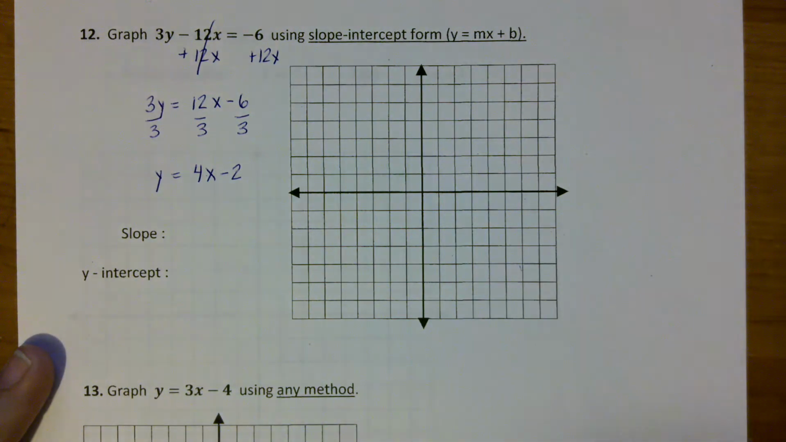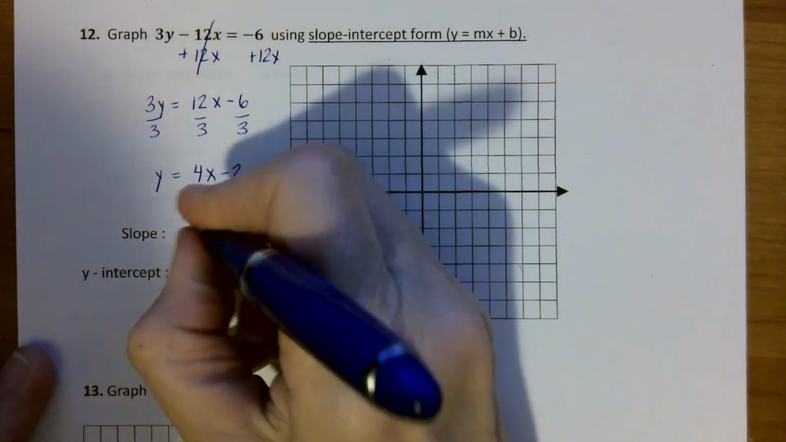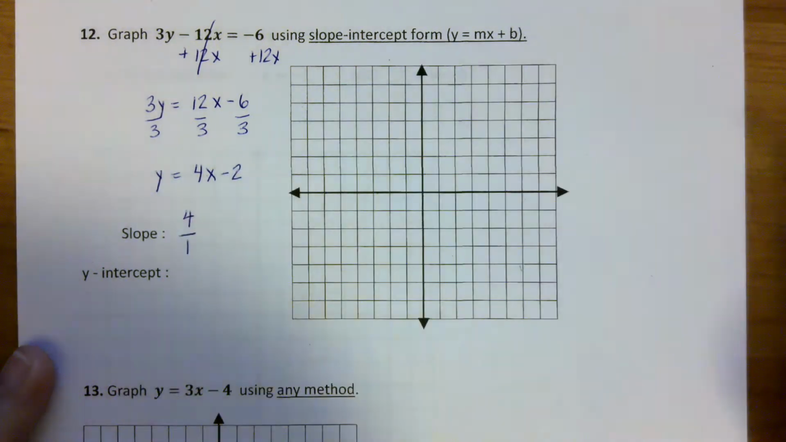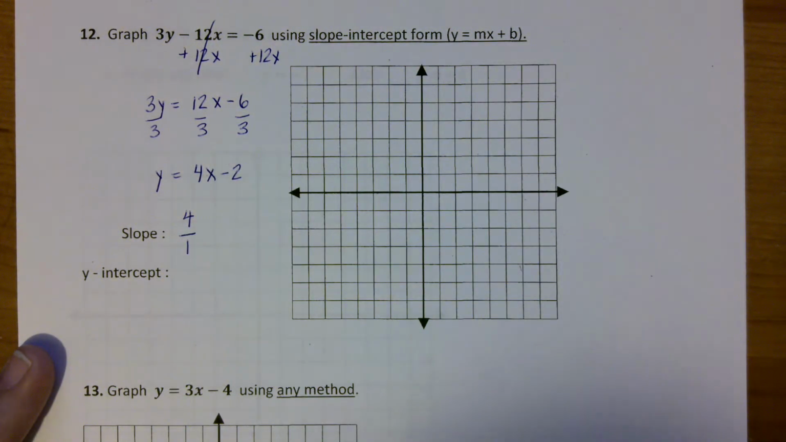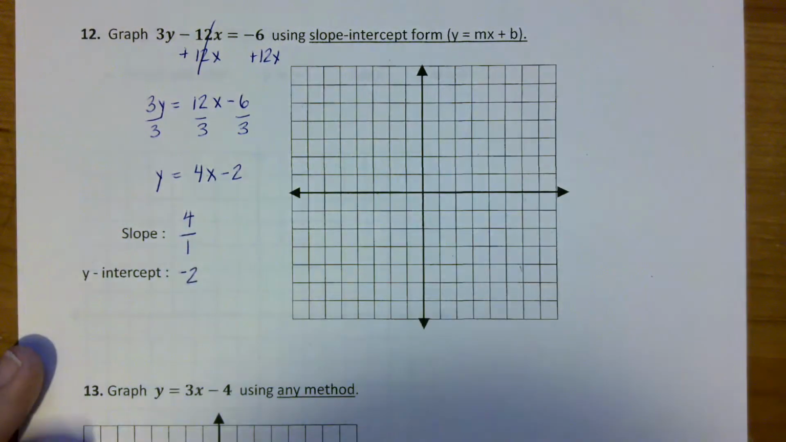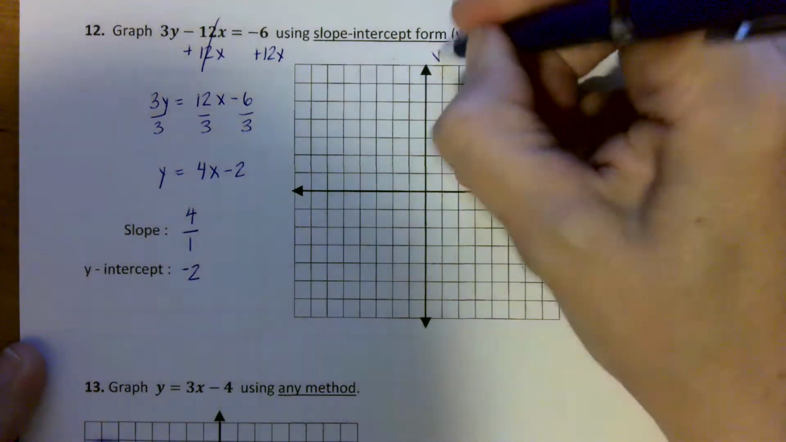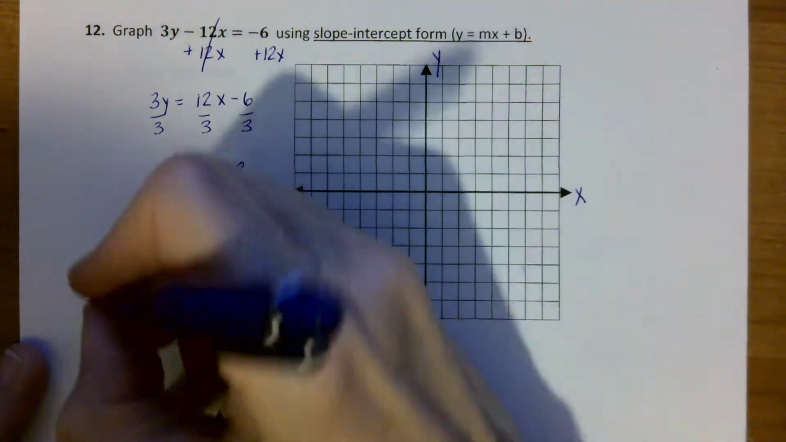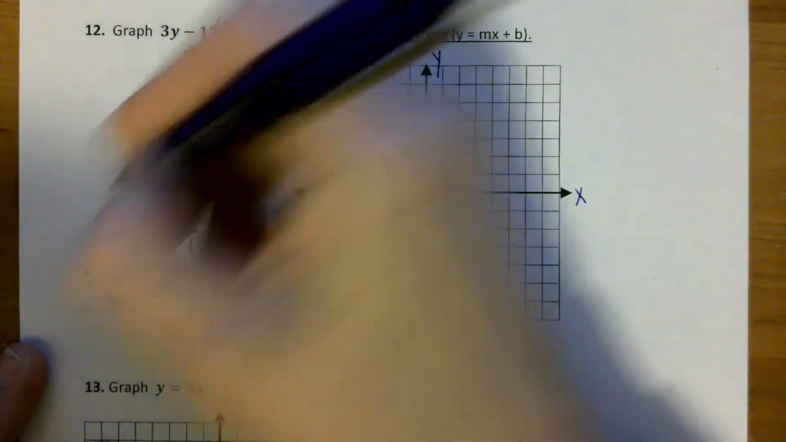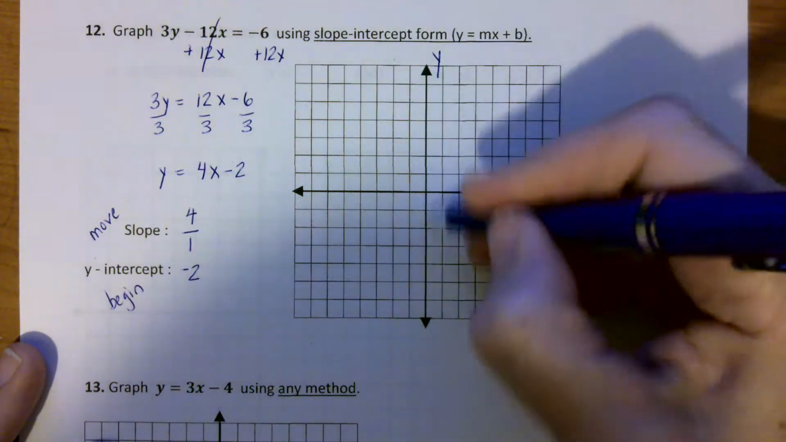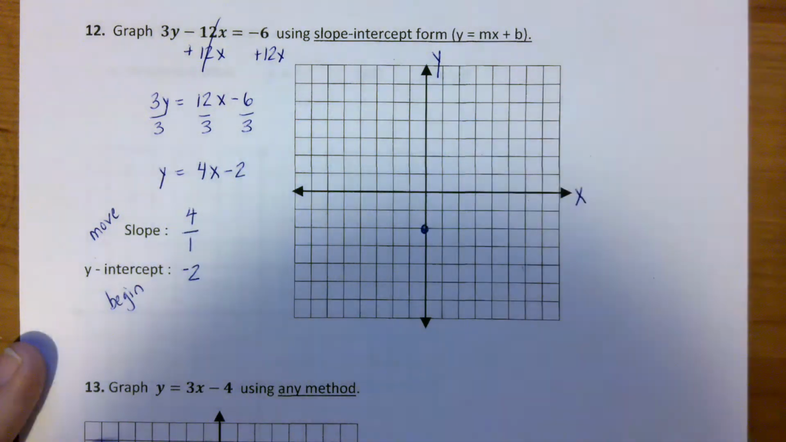Our slope is the coefficient of x. It's 4. Since we're going to graph with it, we need to make it a fraction, 4 over 1. The y-intercept is the constant, which is a negative 2. All right, we're ready to graph. So here's y and x. I begin at my y-intercept, and my slope is how I move. So I begin on the y-axis at negative 2.